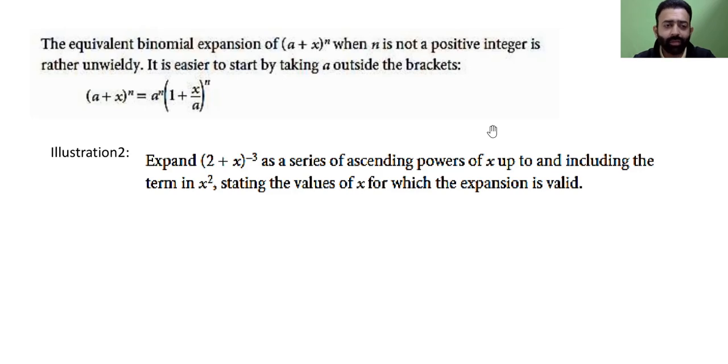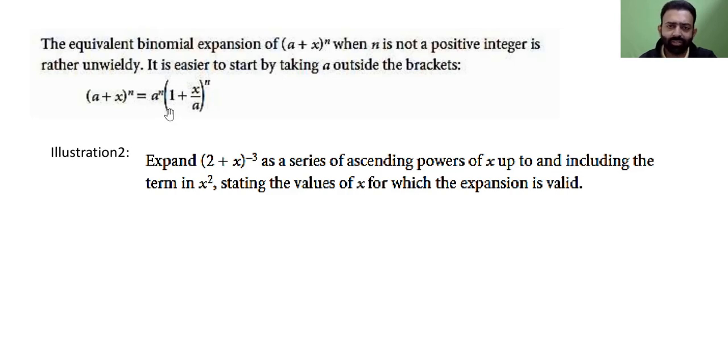A question of the type that says the binomial expansion of a plus x raised to power n, where n is not a positive integer, is rather unwieldy. It is easier to start by taking a outside the brackets, right? So if it is given that a plus x raised to power n, where a is any constant, you will take a raised to power n outside, and then write inside the bracket the expression as 1 plus x upon a raised to power n, right?